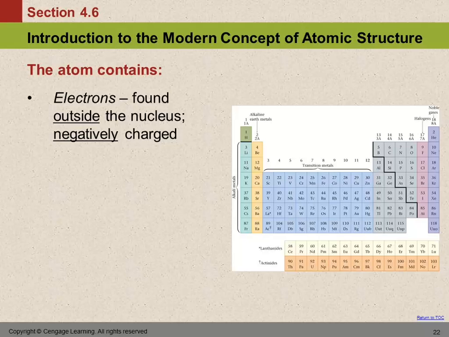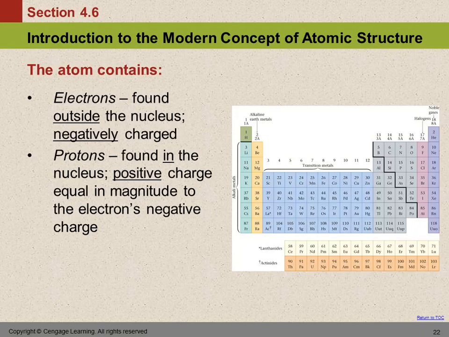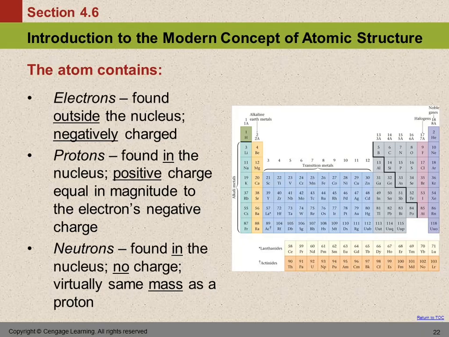So the modern concept of atomic structure. The electrons are found outside the nucleus, and they're negatively charged. The protons are in the nucleus. They have a positive charge, which is equal in magnitude to the electron's negative charge. So their charges balance out. The neutrons are in the nucleus, and they have no charge, and their mass is essentially the same as a proton.